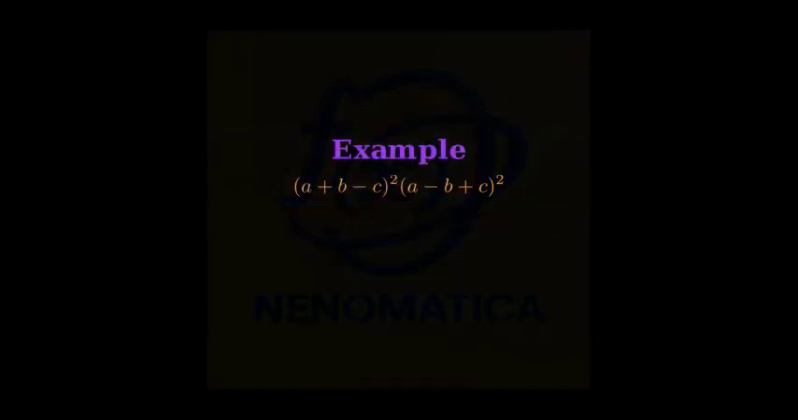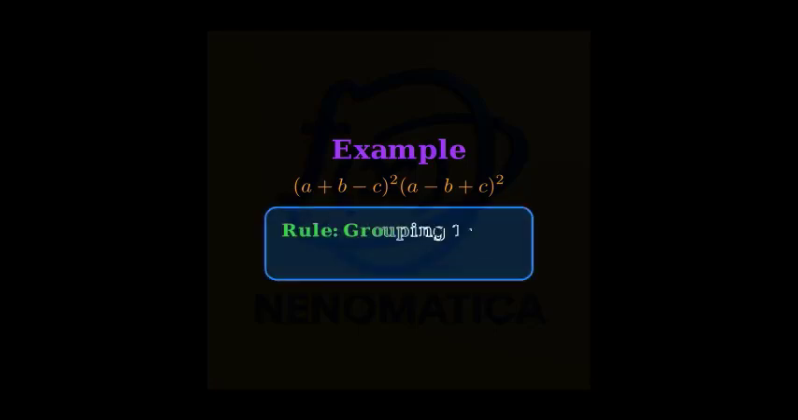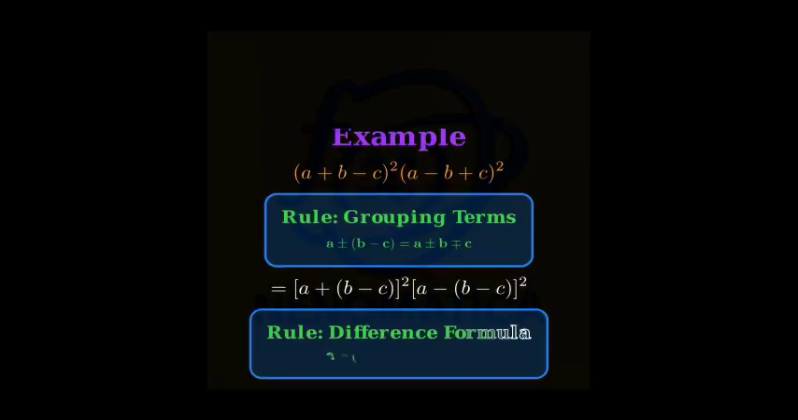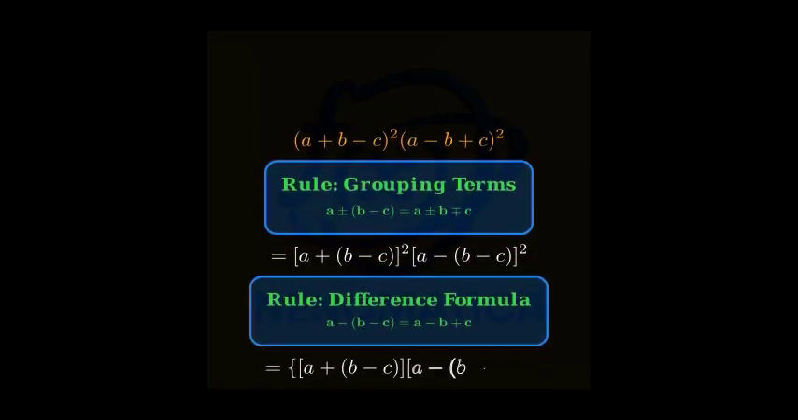We need to simplify the expression (a + b - c)² times (a - b + c)². Let's work on this step by step. First, we'll rewrite the expression to make it easier to work with. We can rewrite this as (a + (b - c))² times (a - (b - c))². Next, we'll use the formula for the difference of two expressions. Note that for the expression a - b - c, we can distribute the negative sign to get a - b + c.